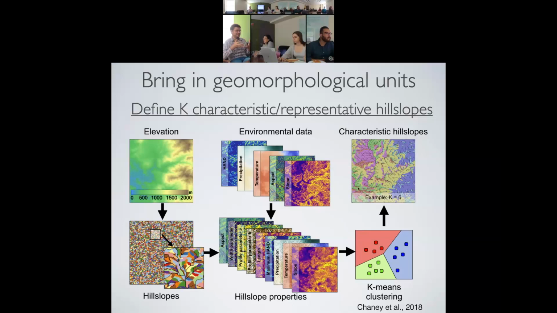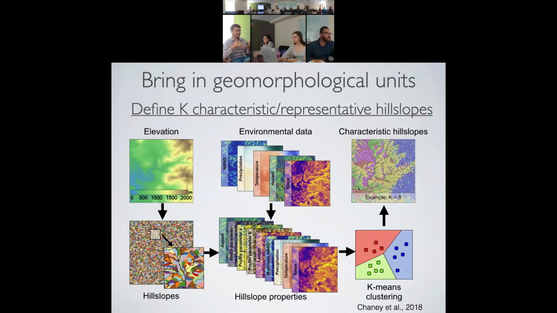This is now dividing all of the hill slopes in your domain, in your subdomain, into hill slopes that are north facing, some that are south facing, some hill slopes that are high up on the uplands, some that are down in the lowlands. It's the exact same idea I just talked about, except we're actually grouping the entire geomorphological unit instead of just clustering random pixels.